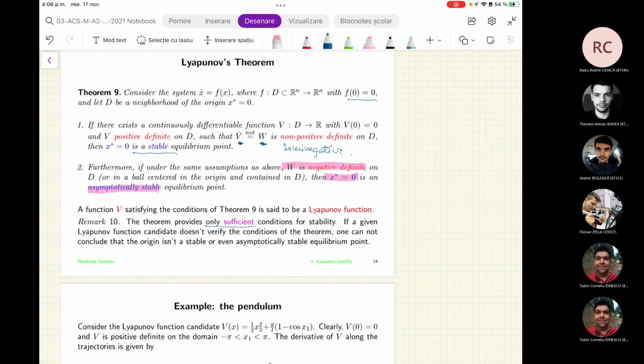Can you still see my screen? Yes, sir. Yes, I can also see my screen, so I'm fine with it. Okay.